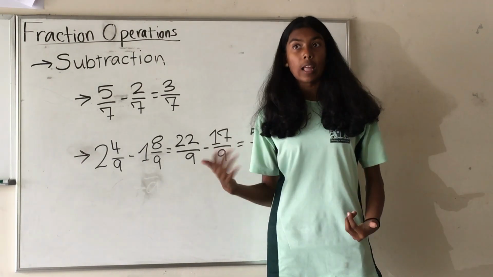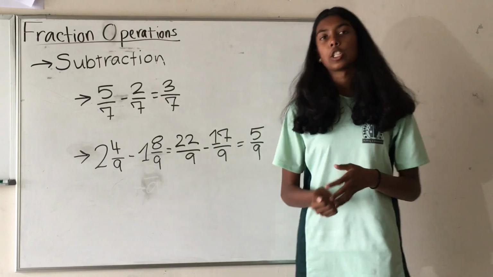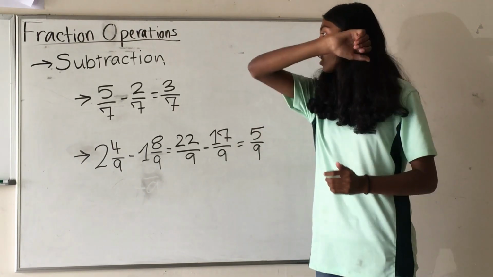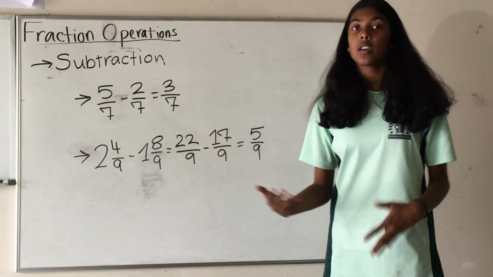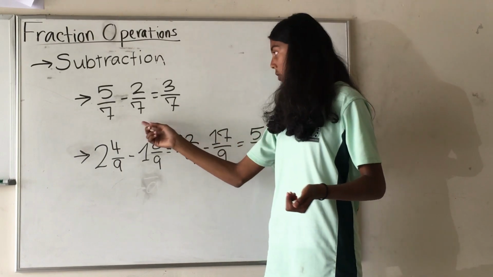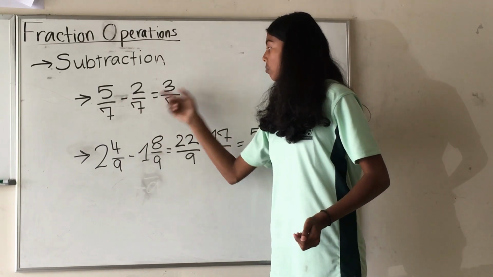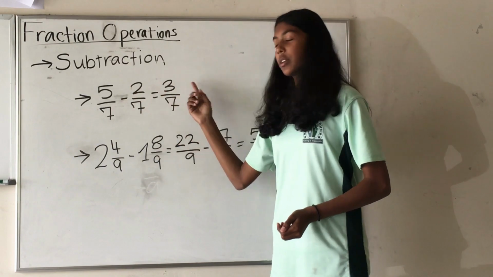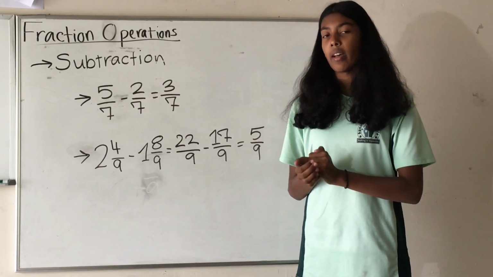Subtraction's a lot like addition when it comes to fractions. You keep this denominator and just subtract numerators. So we have 5/7 minus 2/7. Keep the denominator. 5 minus 2 equals 3, and our answer is 3/7.